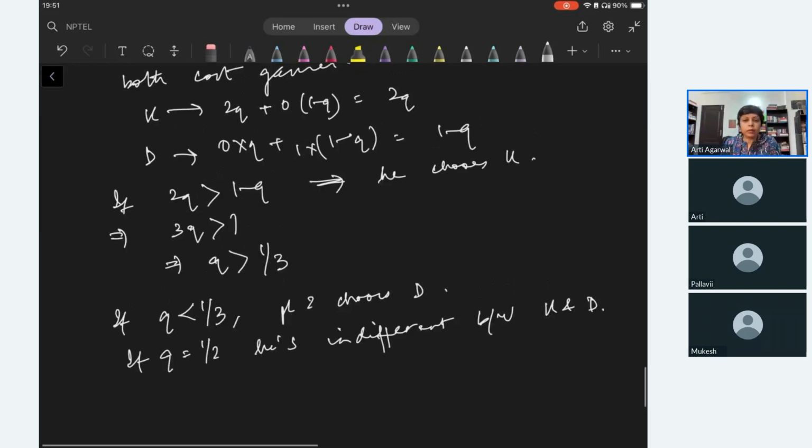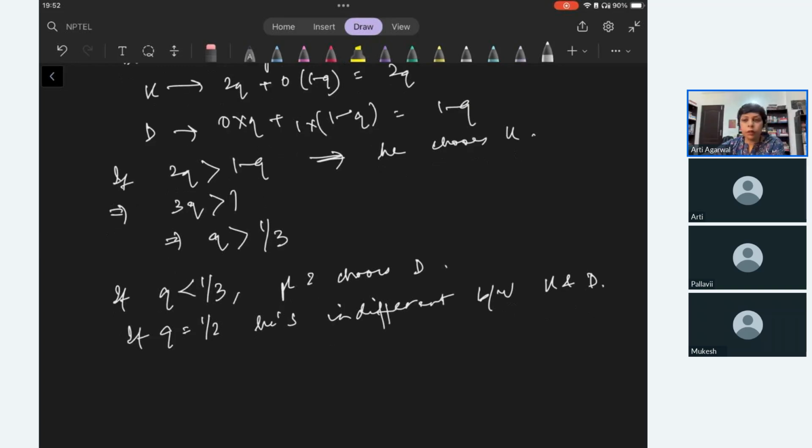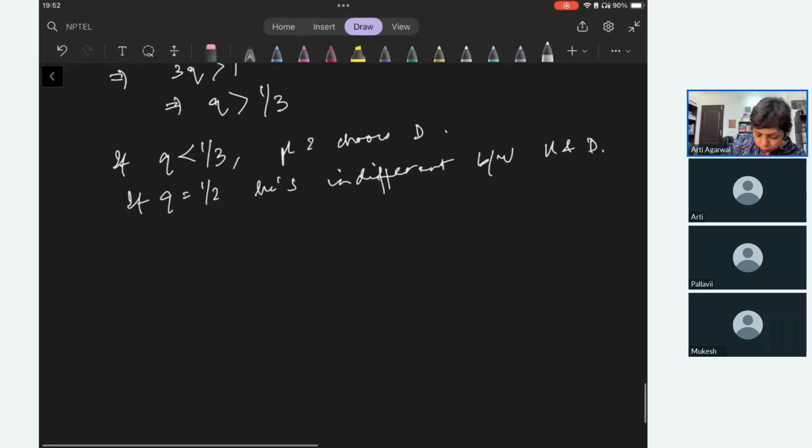Okay, this is simple. This is what we are used to doing. We just calculated the payoffs of player 2 for both the strategies as a function of Q, and then we checked when he gets a higher payoff for playing U versus when he gets a higher payoff for playing D, and we got a range of values for Q. Now we're going to go back and look at the payoffs of player 1. We have still not considered the payoff of player 1. This is just understanding what is happening for player 2. Now we'll look at payoffs of player 1.